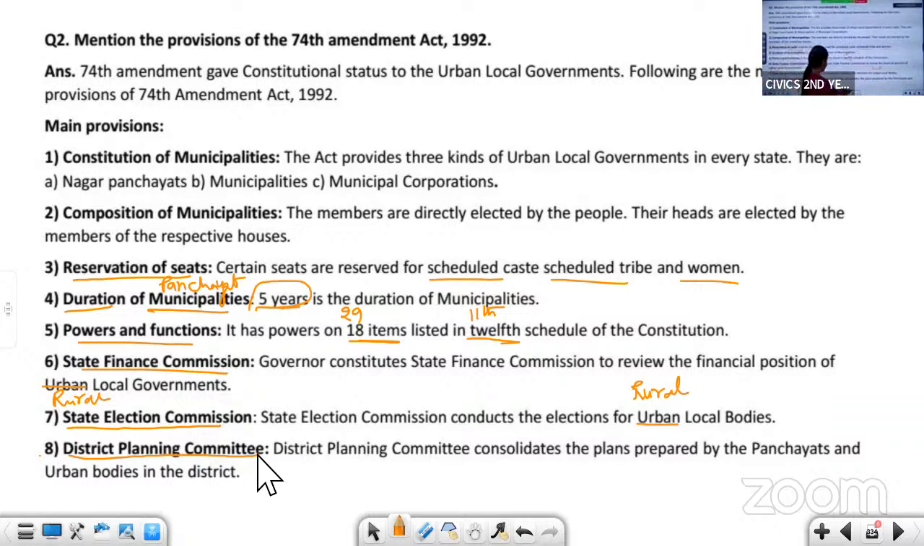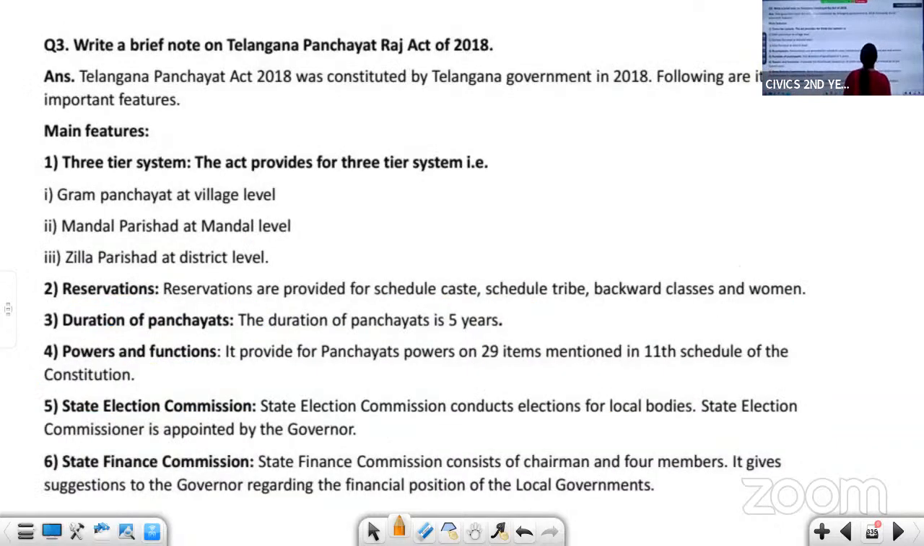Similarly, the next one, the Telangana Panchayat Raj Act 2018. After the formation of Telangana, the Panchayat Raj Act was passed by the Telangana government in 2018. So what are the main features of the Telangana Panchayat Raj Act? If you see, it is similar to your 73rd Amendment. The 73rd Amendment deals with Panchayat Raj institutions.